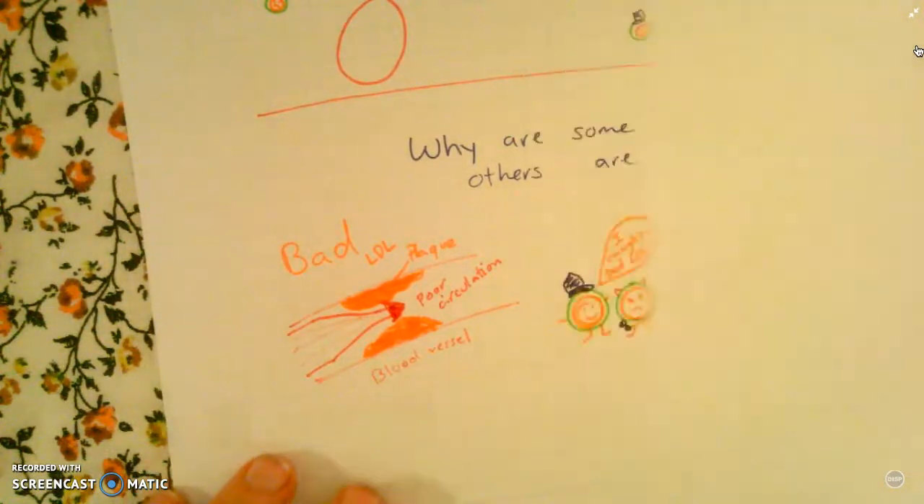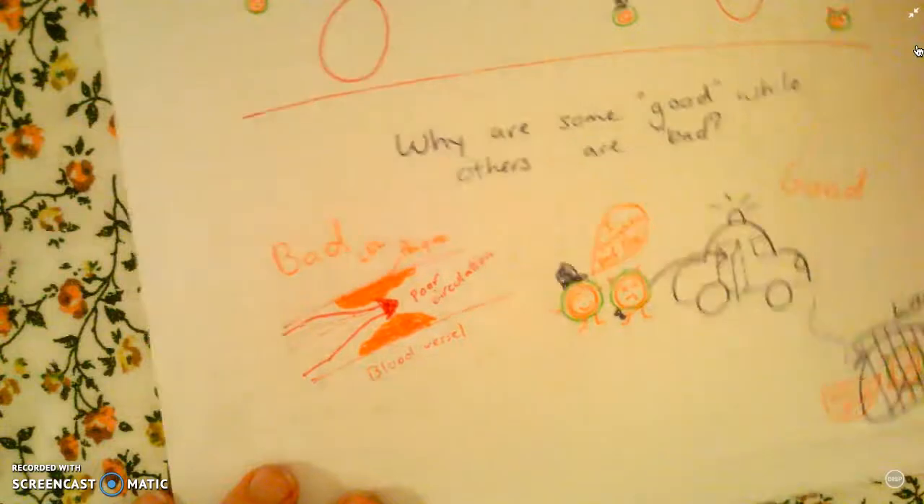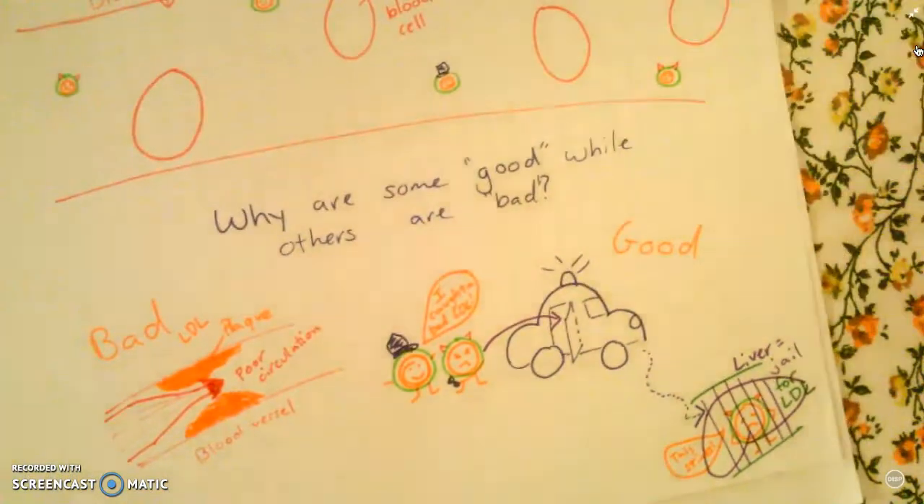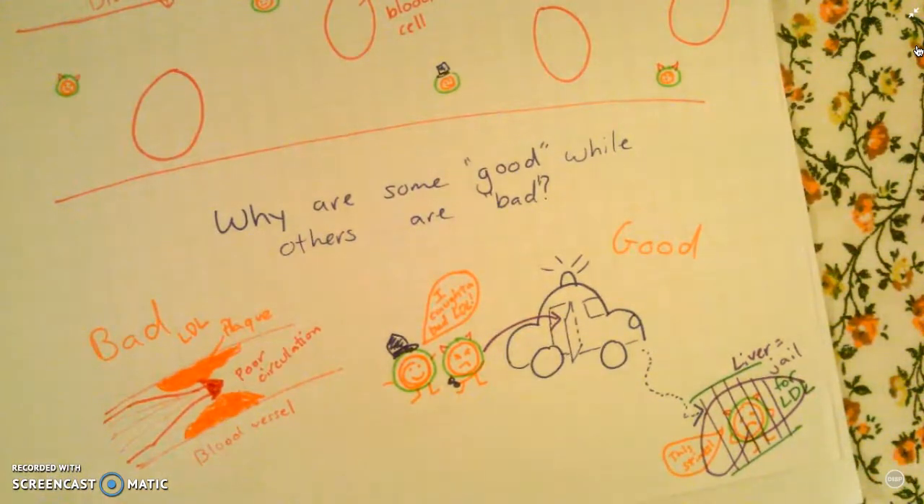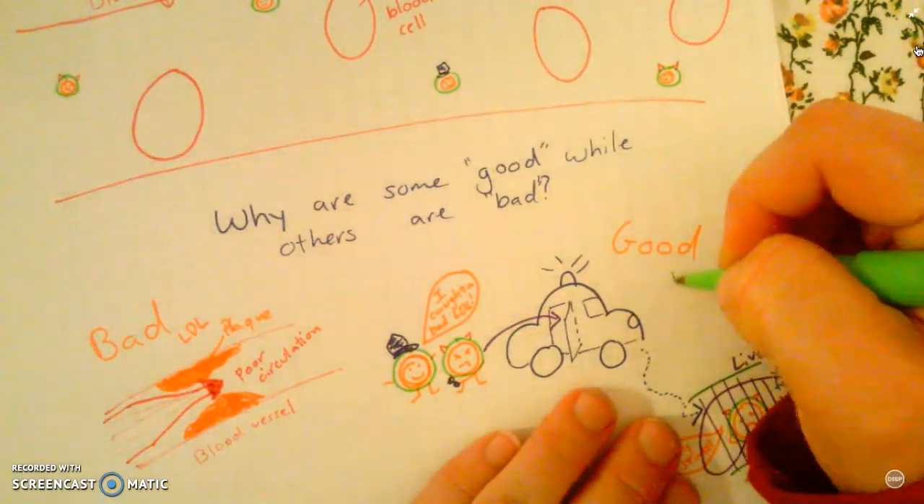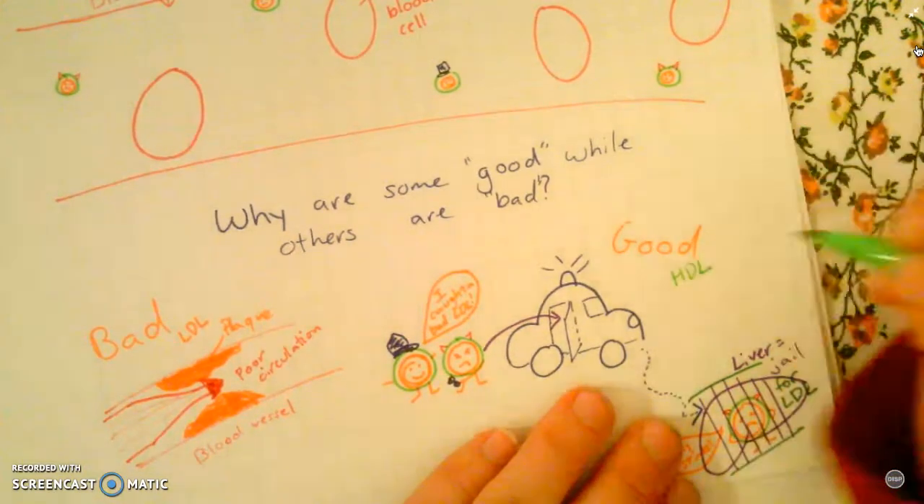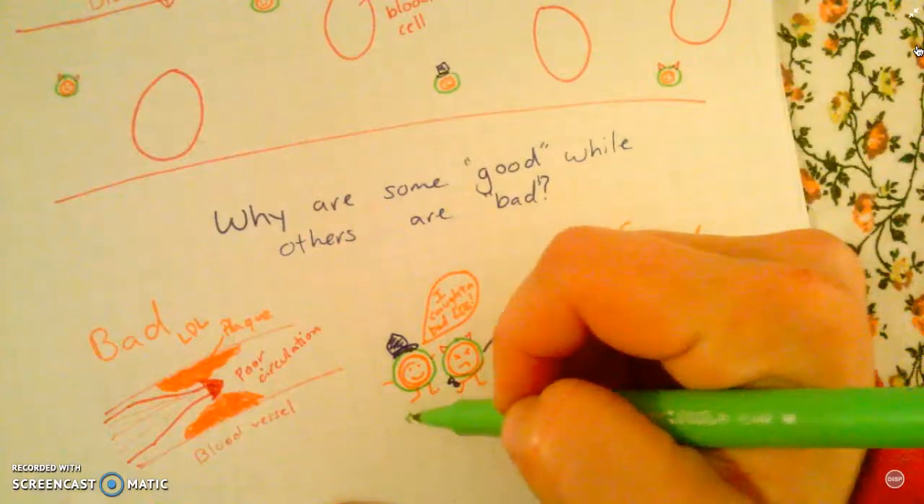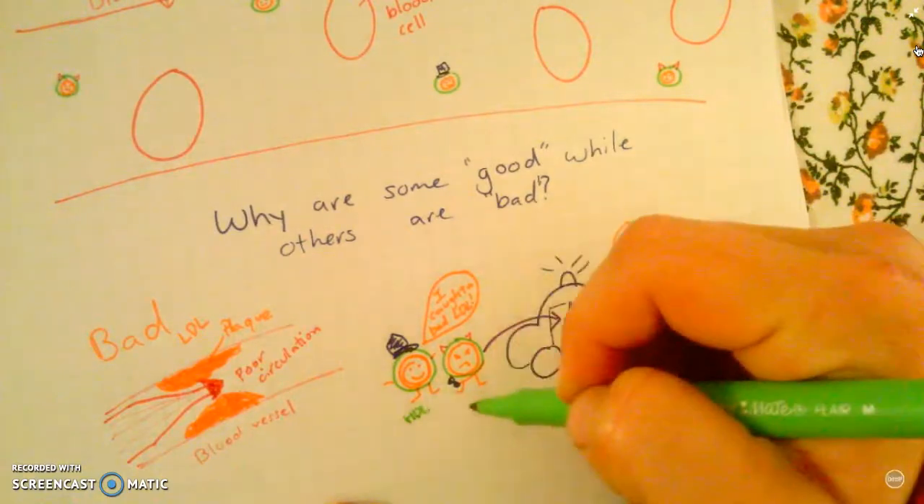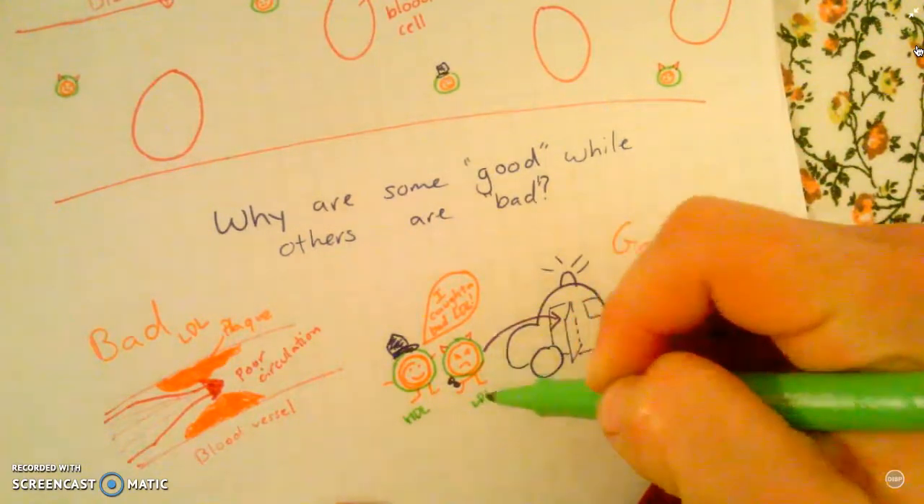Then we want to look quickly at the good guys. So these are our good guys. Let me get my marker here. The good one is the HDL, just as a reminder. So this is supposed to be my HDL. This is my LDL.